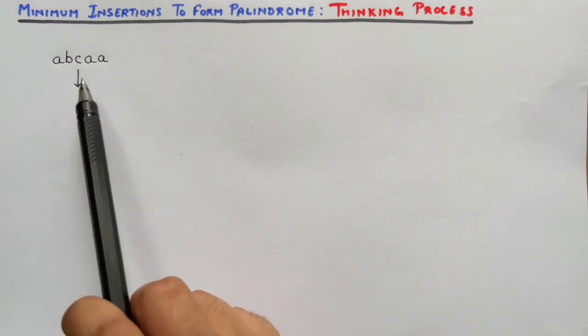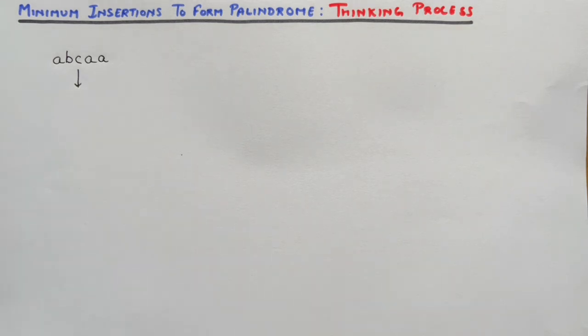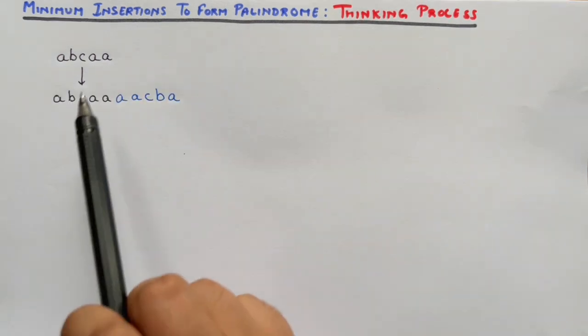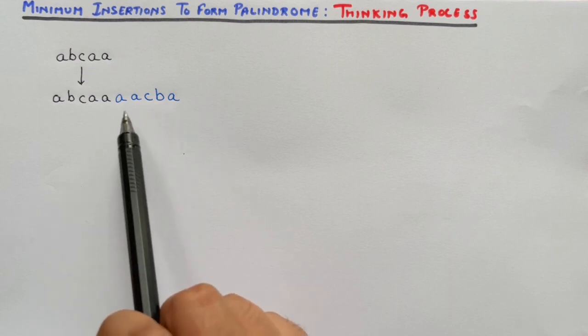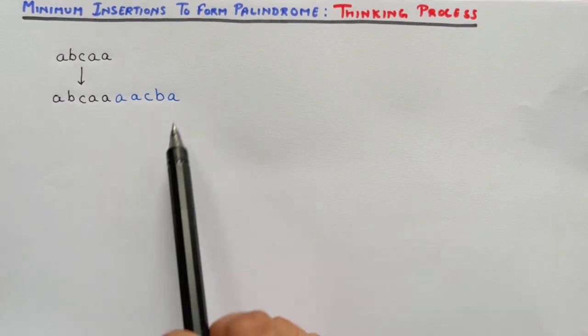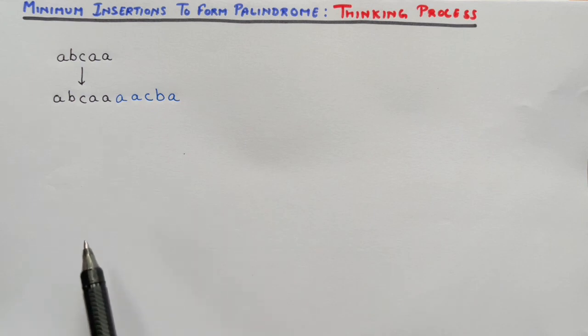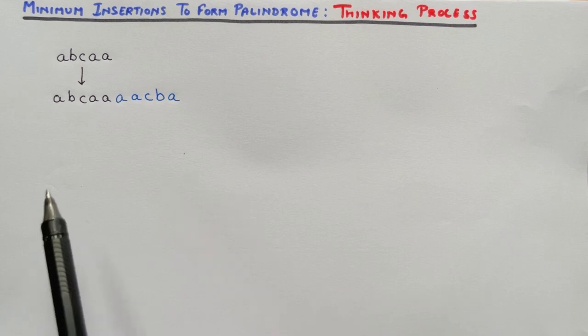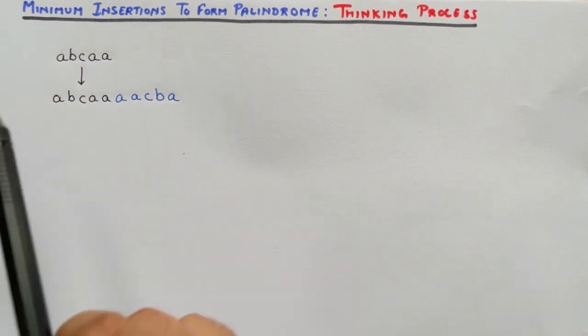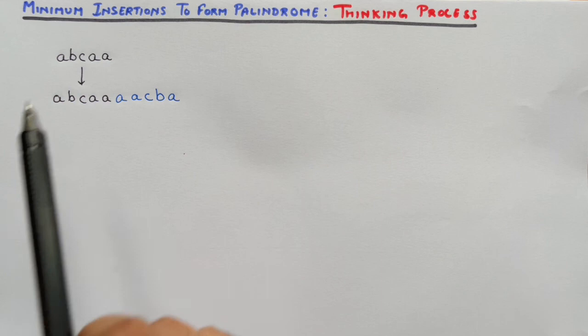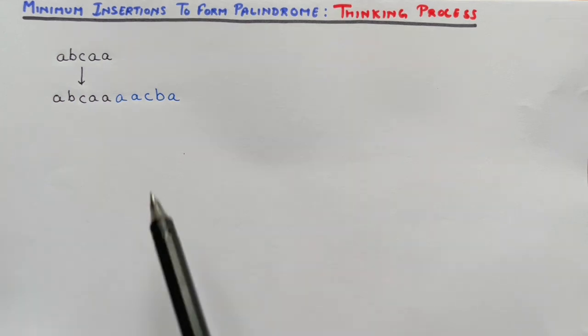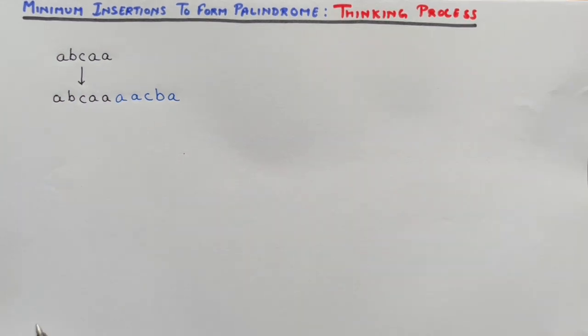Consider this string ABCAA. Now, to make any string a palindrome, this is just an example, but to make any string a palindrome, what can we do? We can simply reverse this string and add the reversed part to the original string. Now this has become a palindrome. But have we used the minimum insertions? No. Why? Because some characters of this string, if taken together, they already form a palindrome. So adding those characters here again was a bit unnecessary.